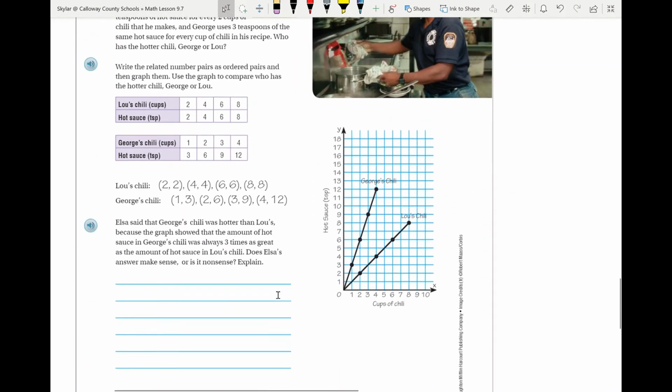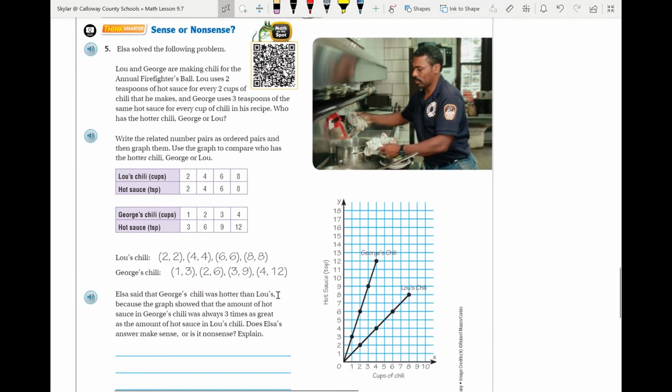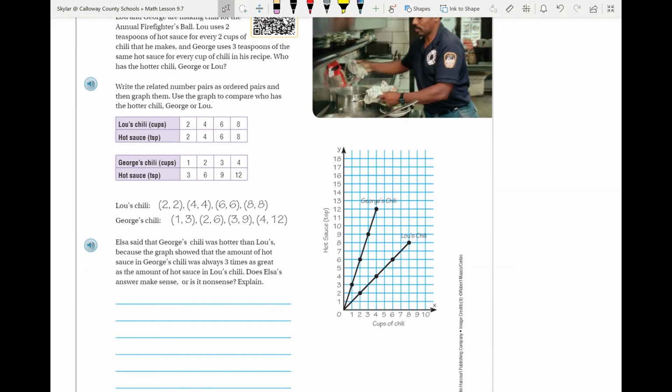Now finally, we've got a bit of a conundrum here. We are comparing two different hot sauces, or excuse me, two different chili recipes to find out who has the hotter chili. We have George and Lou. And as you see, the farther you go to the right on the x-axis, the more chili you have. And the farther you go up the y-axis, the more hot sauce there is. So we can kind of guess it's going to be hotter.